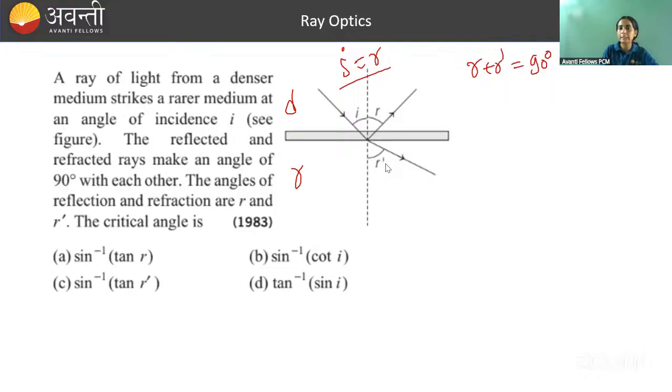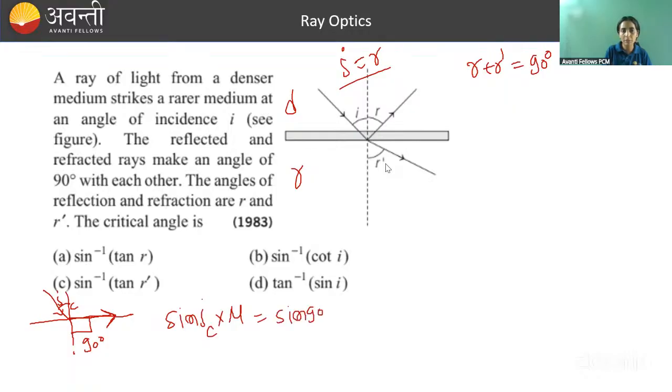We have to calculate the critical angle. If you talk about the critical angle, light is going from denser media to rarer media, so there is a chance of total internal reflection. When light travels from denser to rarer media and we are calculating the critical angle, we take the angle of refraction as 90 degrees. Let's say this angle is IC. So sine IC into the refractive index of denser media is equal to sine 90 into the refractive index of rarer media. And here, for the rarer media, its refractive index is not given.